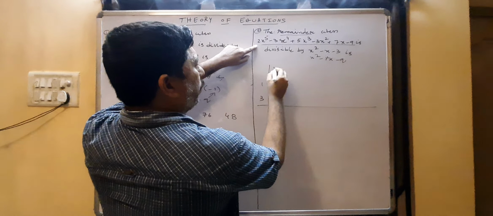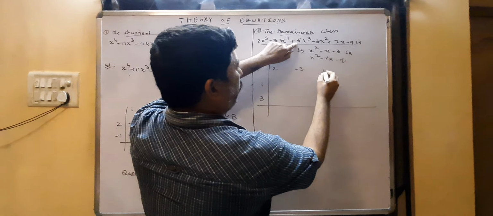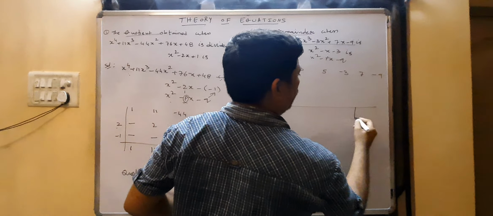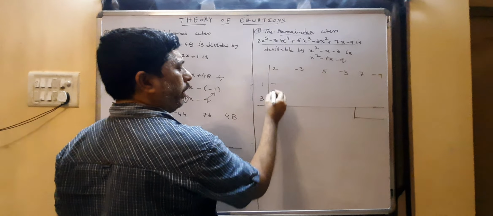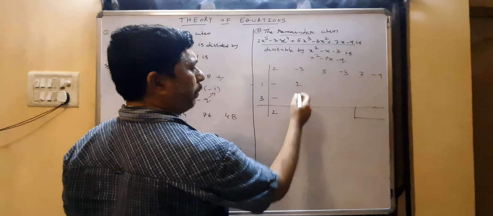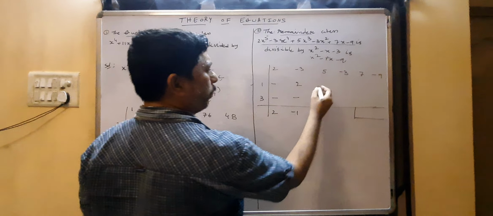Quotient of x power 5, 2, minus 3, 5, minus 3, 7, minus 9. Last term goes to remainder. Now I'll add 0 here. 2 plus 0 plus 0, 2. 1 into 2, 2. I'll add 0. Minus 3 plus 2 is minus 1. 1 into minus 1, minus 1.